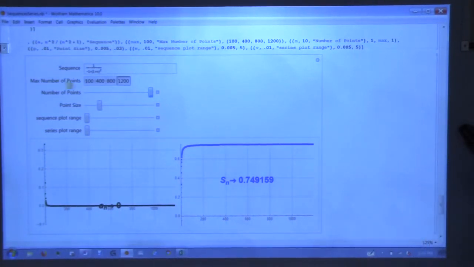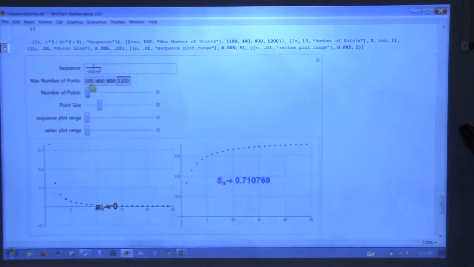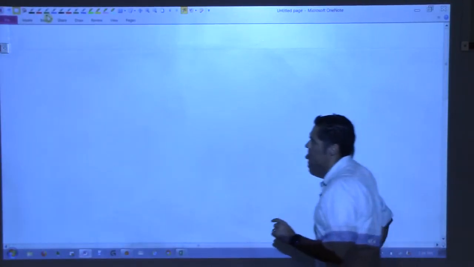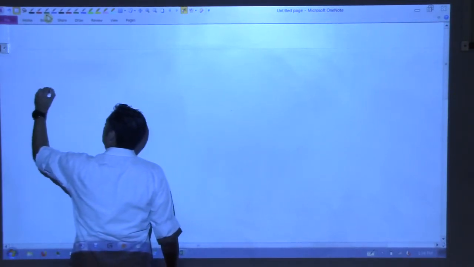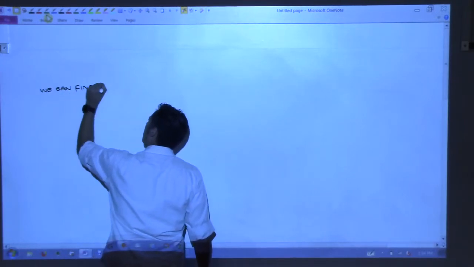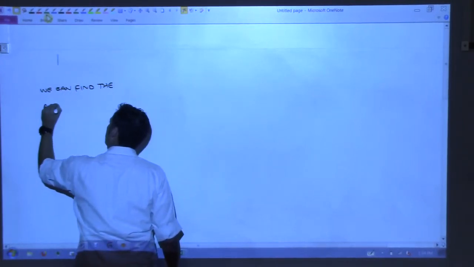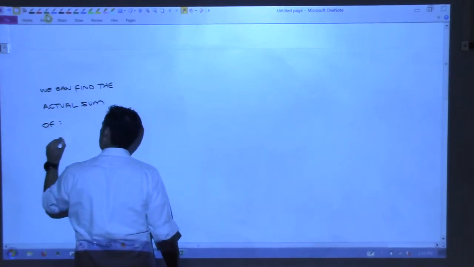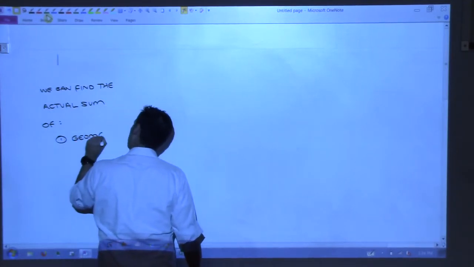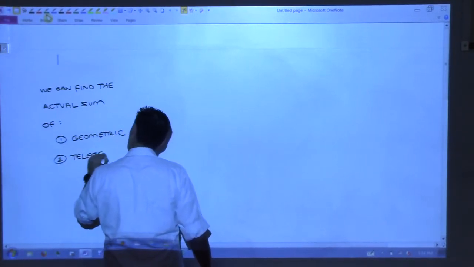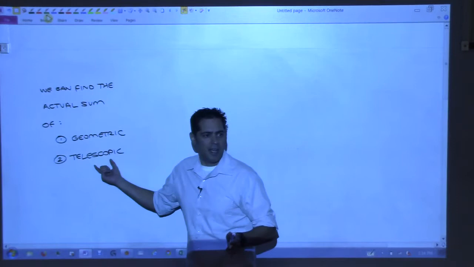All right? So when it comes to series, we can find the actual sum of geometric and telescopic. Telescopic and collapsing are the same, okay?